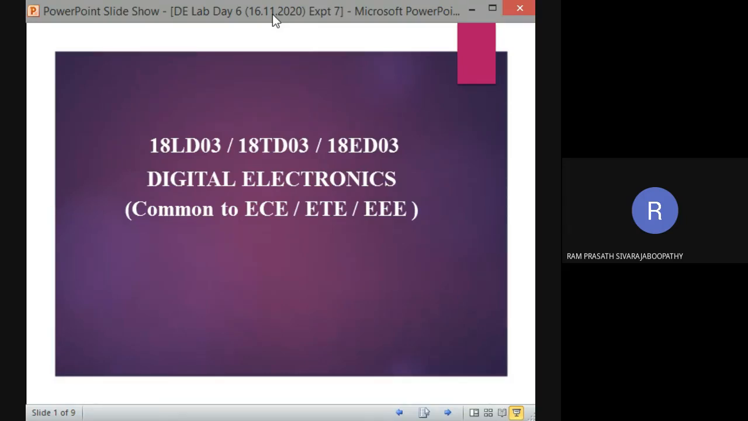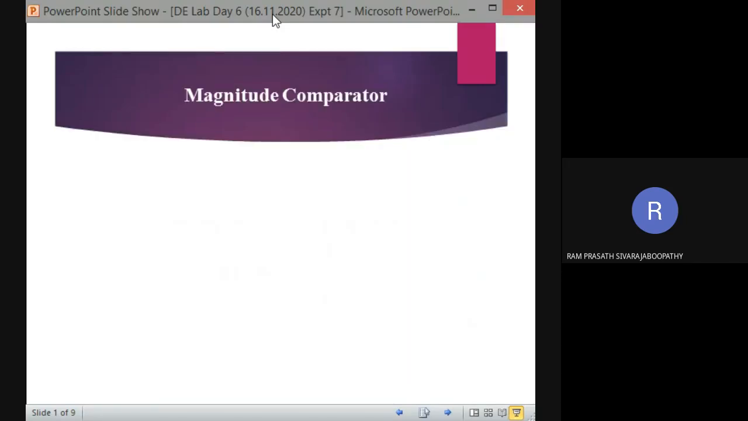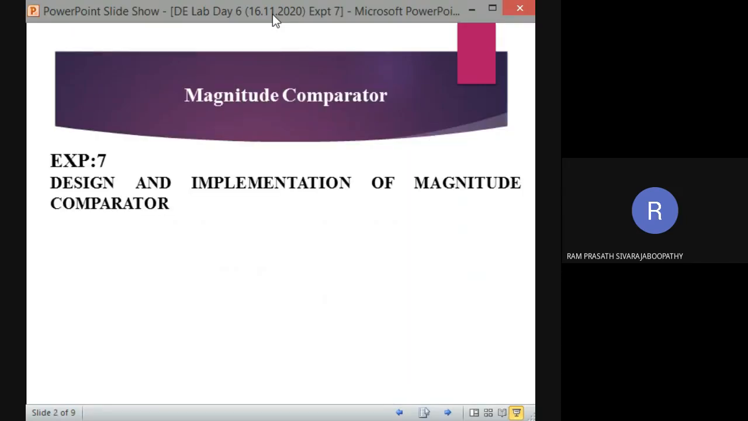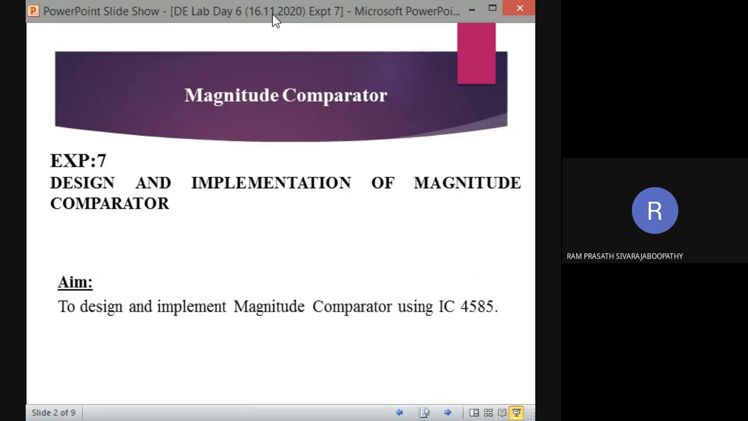Fine. In today's lab, we are going to conduct an experiment on design of magnitude comparator. Okay, 4-bit magnitude comparator. Before getting into the experiment, we have to know the aim of the experiment. So the aim is to design and implement magnitude comparator using IC 4585.